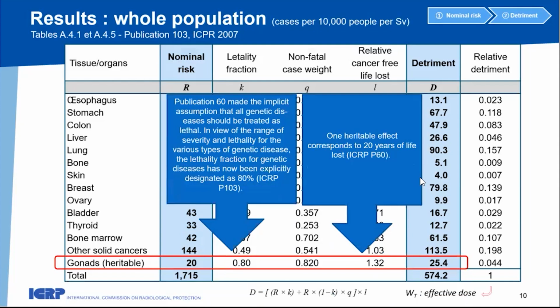Ludovic and Enora yesterday, they went back to publication 103, they went back to publication 60. What you can find in publication 103 is that publication 60 made the implicit assumption that all genetic diseases should be treated as lethal. In view of the range of severity and lethality for the various disease types of genetic disease, the lethality fraction for genetic disease has now been explicitly designed as 80%. That's what you have here. So it's not calculated exactly in the same way as for cancer, but the idea is the same.